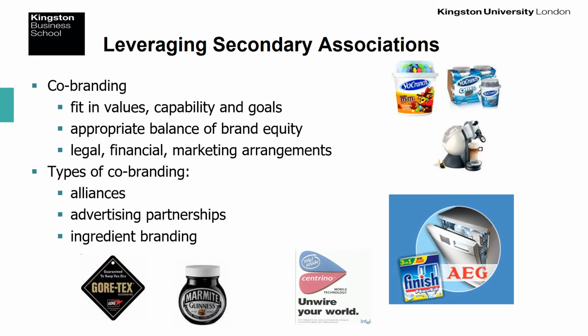And then there is ingredient branding. We saw that at the top of the screen with Yo Crunch and M&Ms, M&Ms being the ingredient, and Oreos. There are other examples of ingredients that are actually quite famous brands in their own right. Gore-Tex, for example, a waterproofing brand, which is used in manufacturing outdoor clothing, footwear, etc.